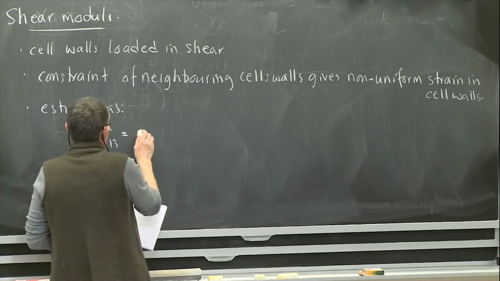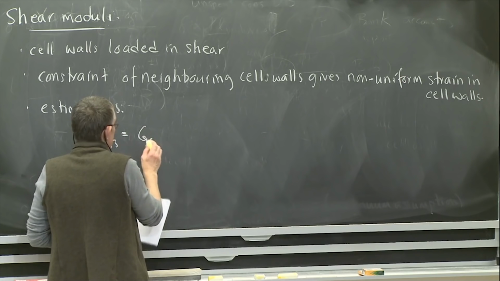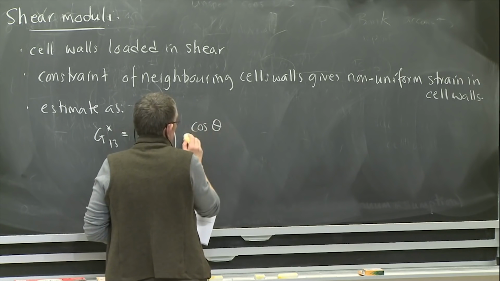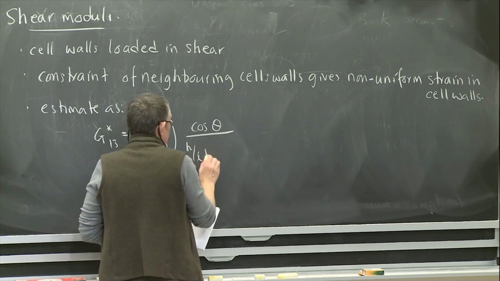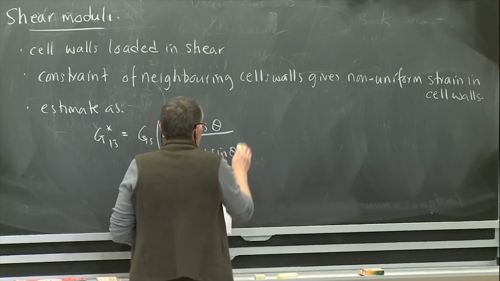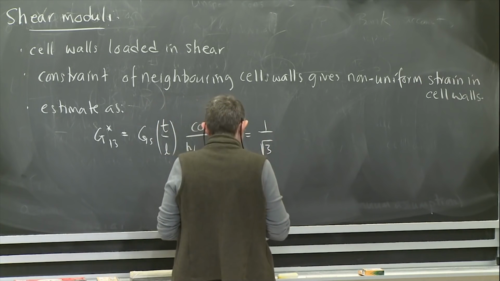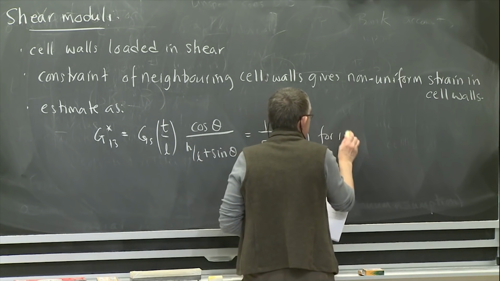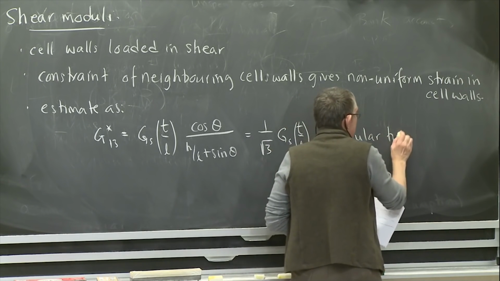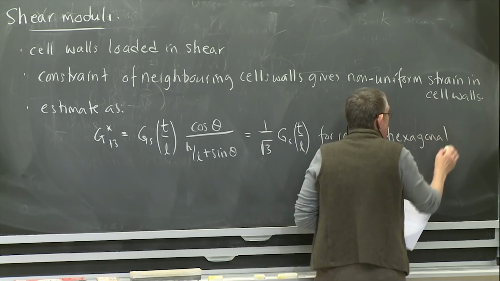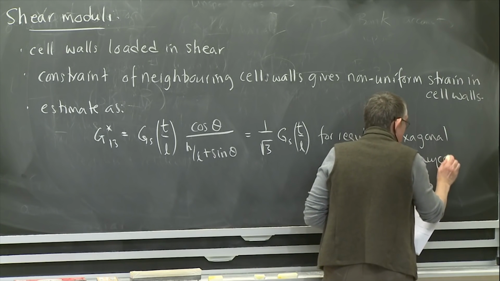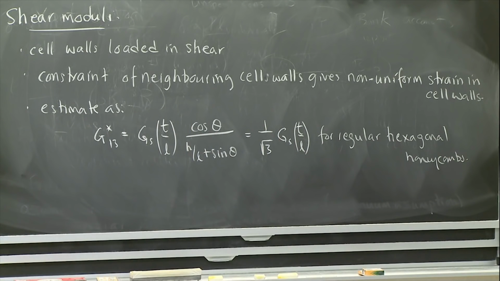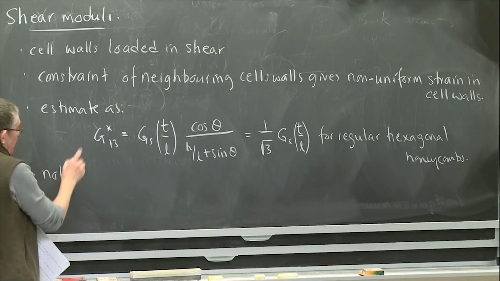So an estimate is G star 1, 3 is equal to G of the solid times T over L times a geometric function. It's cos theta over H over L plus sine theta. And for regular hexagonal honeycombs, it's 1 over root 3 times G_s times T over L. So again, just note the linear dependence of the modulus on T over L.